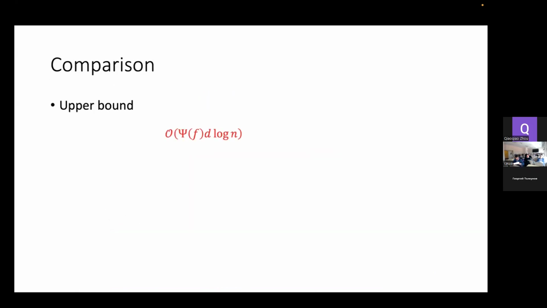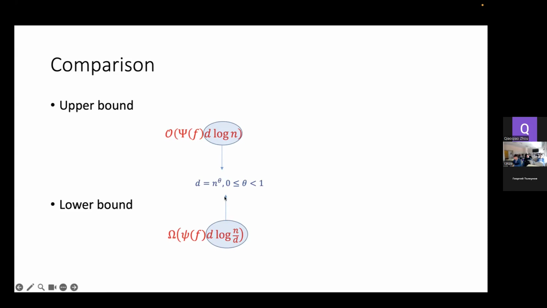So now we have our upper bound, which is big-O of f times d log n. We have a lower bound, which is little f times d log n over d. Usually in group testing we only care about the sparse region, the sublinear region. Under this sparse region, d log n and d log n over d are essentially the same order. So this means your gap is mainly between big F and little f.